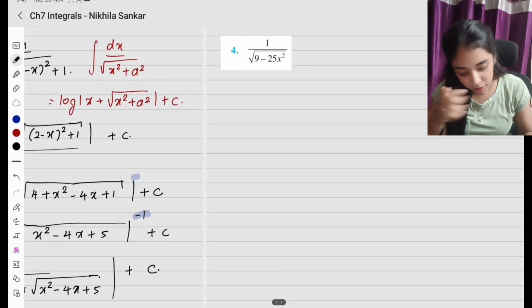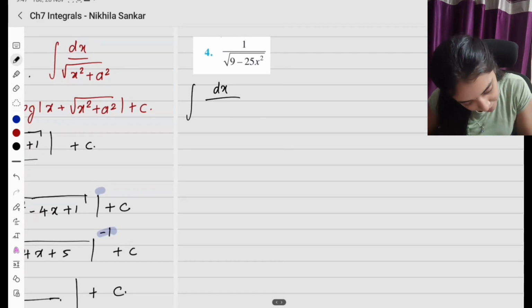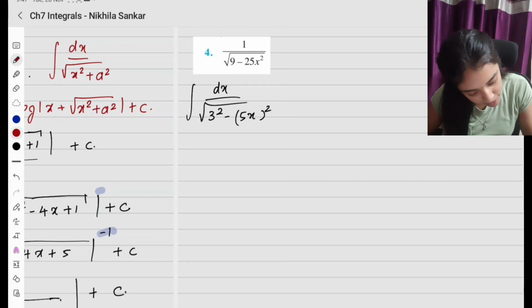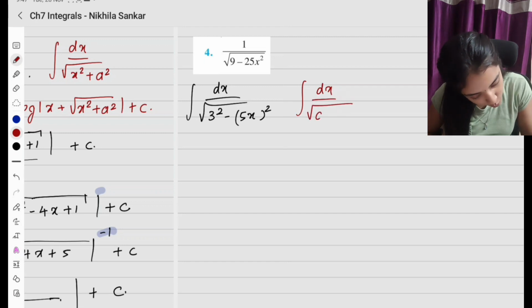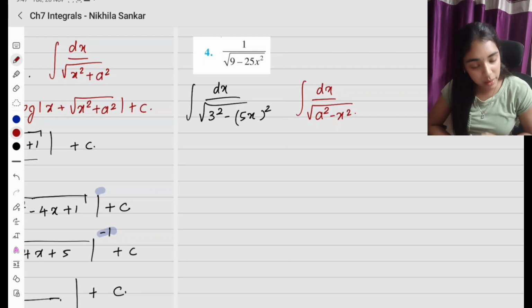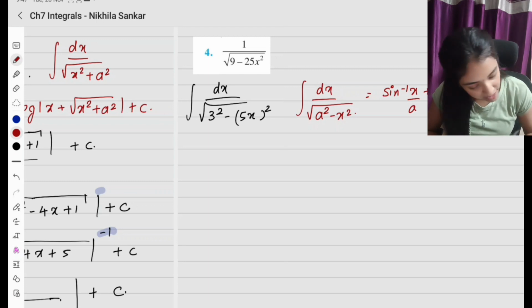Okay? Please copy. Now, question number 4. So, இது என்ன formல இருக்கு? Integral dx divided by square root of 3 square minus 5x the whole square. So, form is going to be integral dx divided by square root of a square minus x square. So, square root of a square minus x square என்னவா இருக்க போகுது? Sin inverse of x divided by a plus c. கரெக்டா இந்த ஃபார்ம்ல இருக்க போகுது.